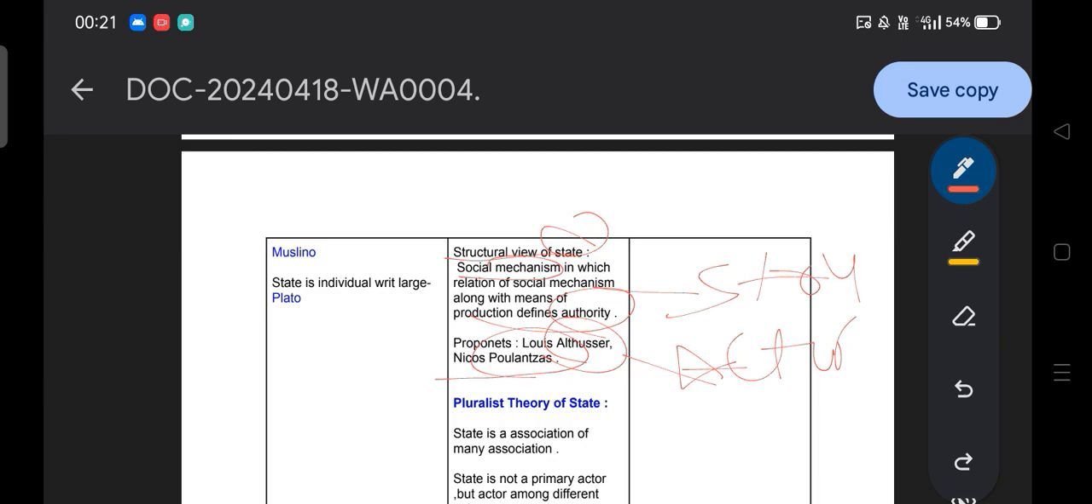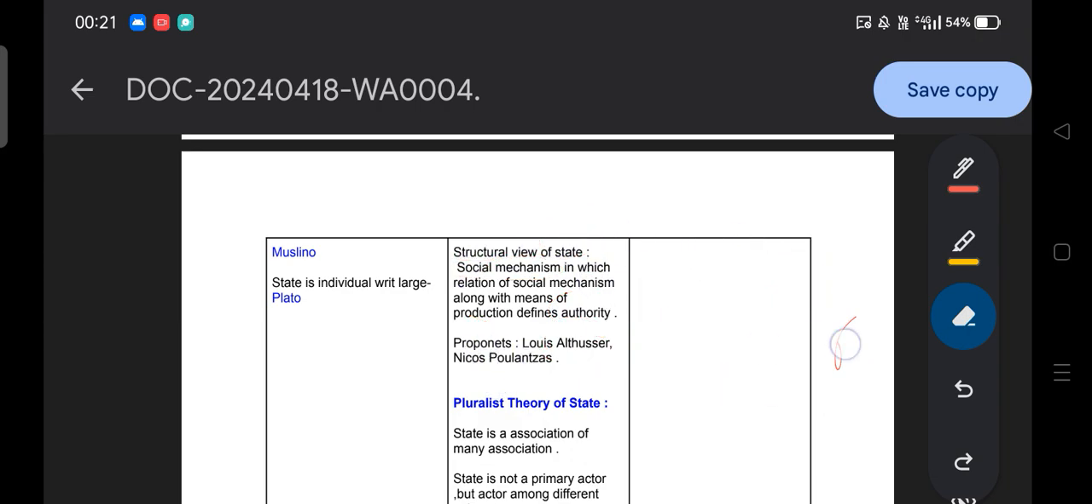Which scholars belong to the structural view of the state? Louis Althusser and Nicos Poulantzas. Please remember, it's very important. Okay, hope you understand.